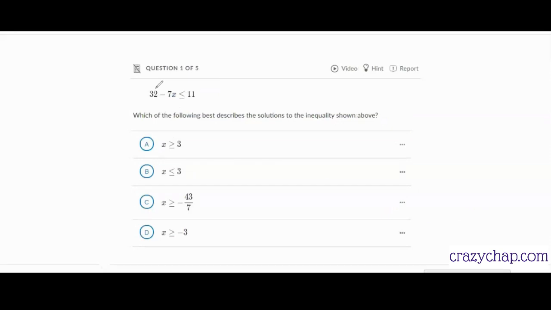Let's solve one last set on this topic. This inequality we have to solve for X. We'll exactly solve like an equation. We bring 32 this side and we get negative 7x is less than equal to 11 minus 32. So we get negative 7x is less than equal to negative 21, since 11 minus 32 is negative 21.